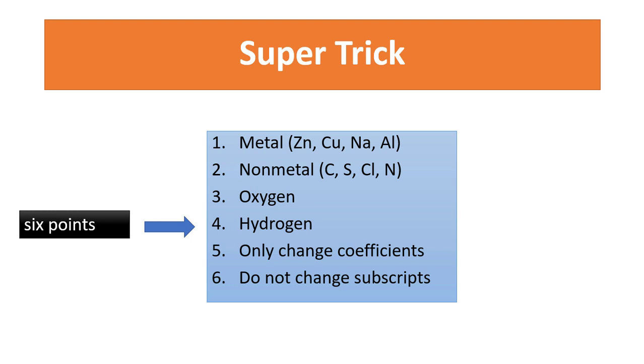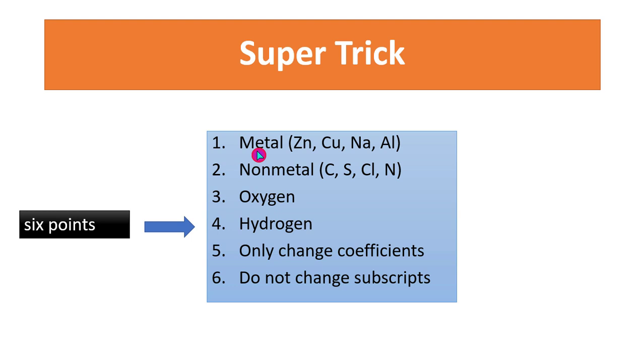First of all, we discuss the super trick which is used to balance the chemical equation. The super trick consists of 6 points. Among the 6 points, the first point is that in the chemical equation, we have to balance the metal atoms first, like zinc, copper, sodium, aluminium. We must remember that metal atoms are those atoms which are present on the left side of the periodic table.